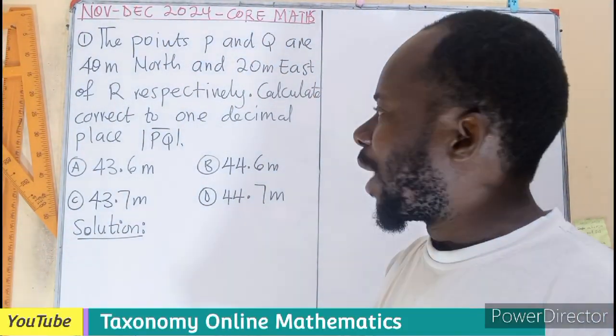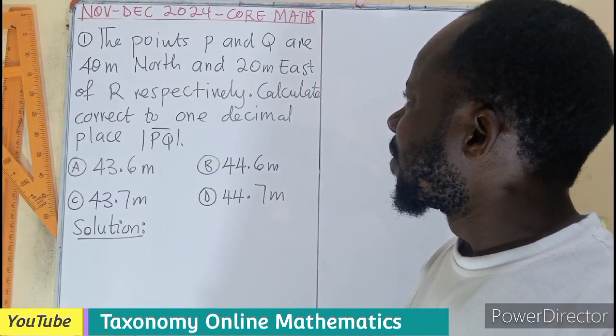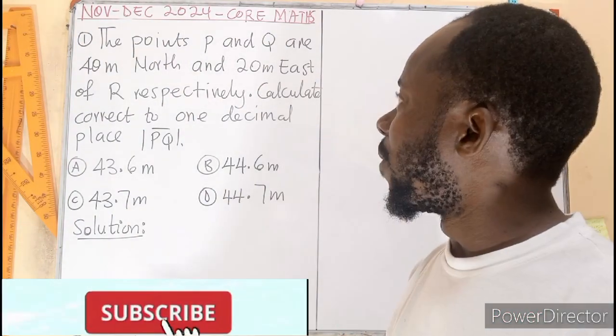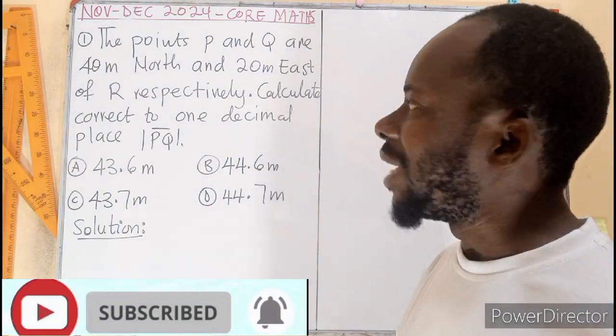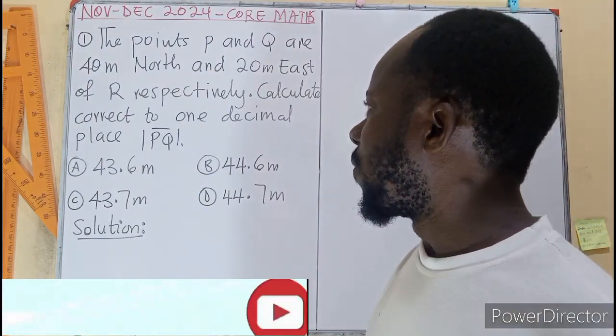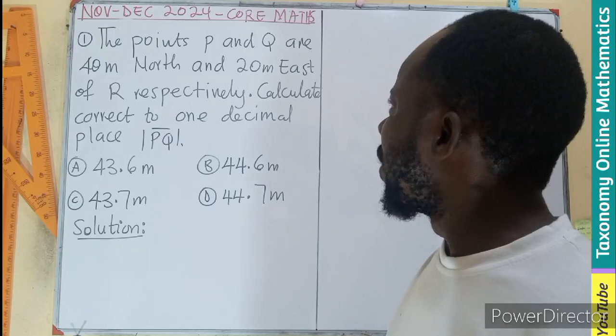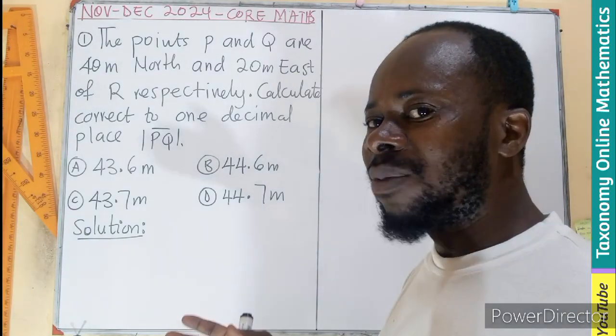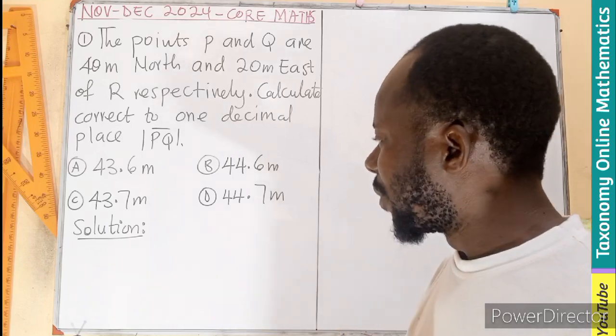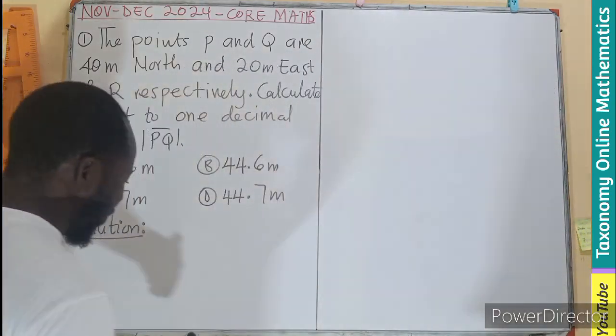Let's see how we can deal with this question. That is NOV-DEC 2024. The points P and Q are 40 meters and 20 meters of R respectively. We have to calculate, correct to one decimal place, the distance between P and Q. We can make a sketch of that.